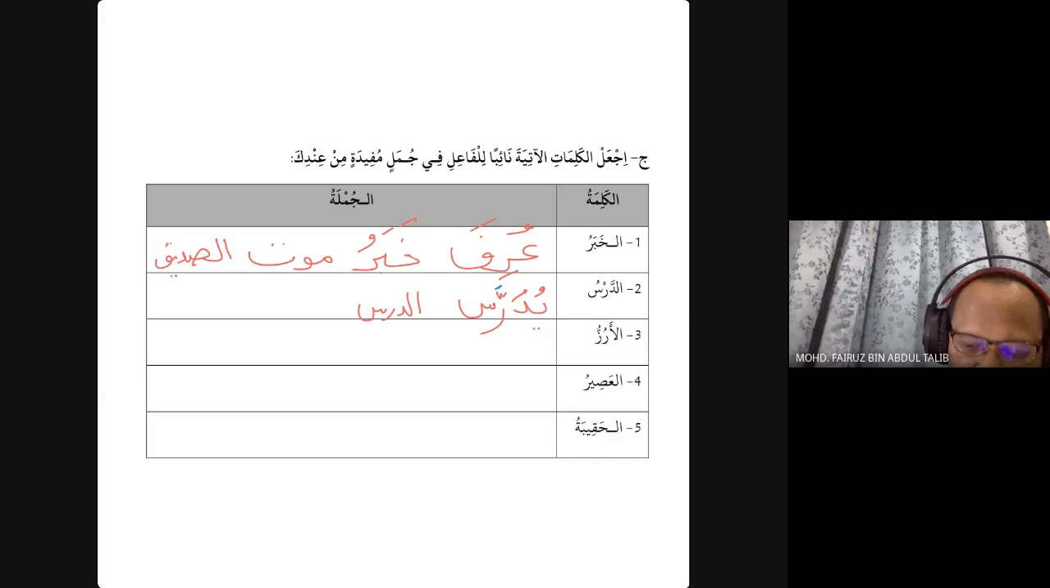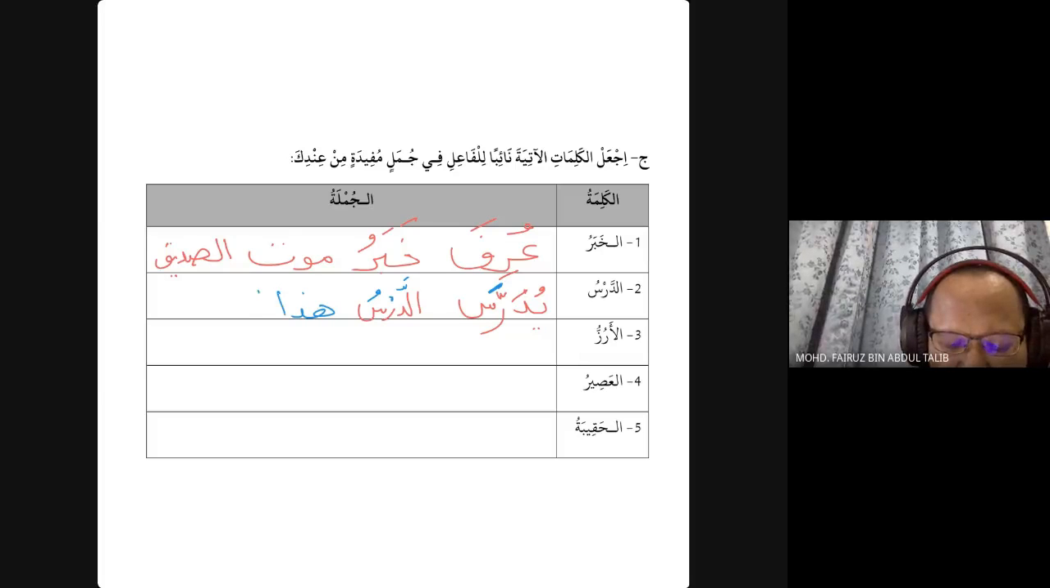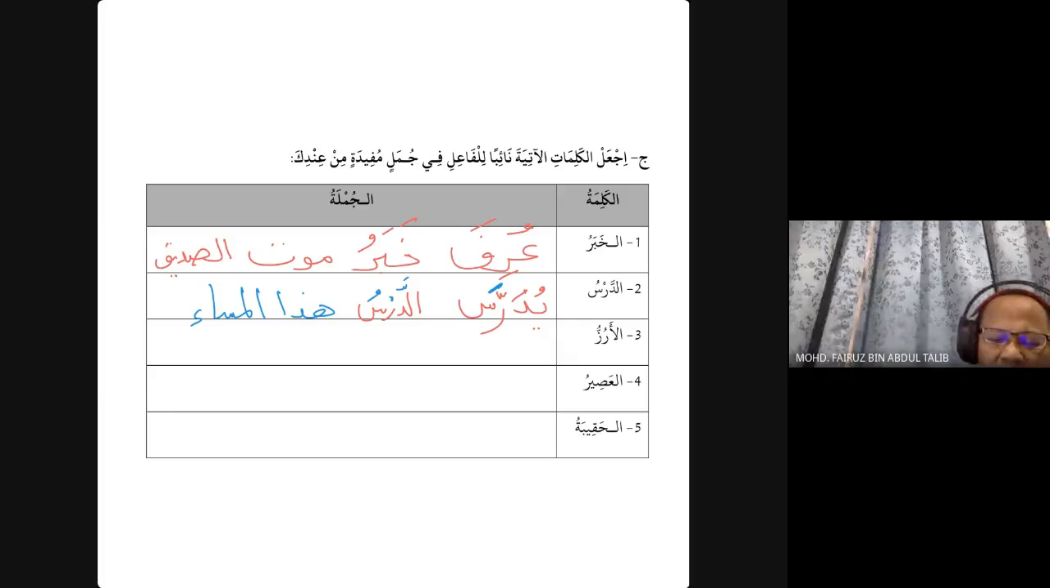Sahih. So you must put that raw, so that people know this is in the majhul form. Otherwise, we might think this is in the ma'lum form. Who teaches? We do not know. So yudarrasu ad-darsu hazal masa, this evening, for example. So the lesson will be taught this evening.